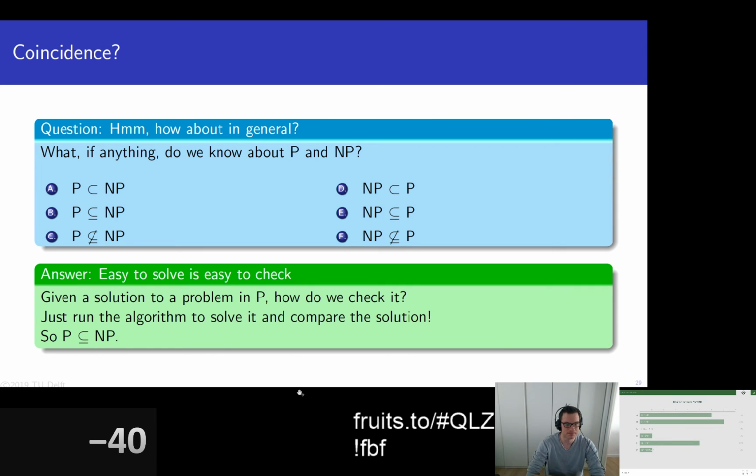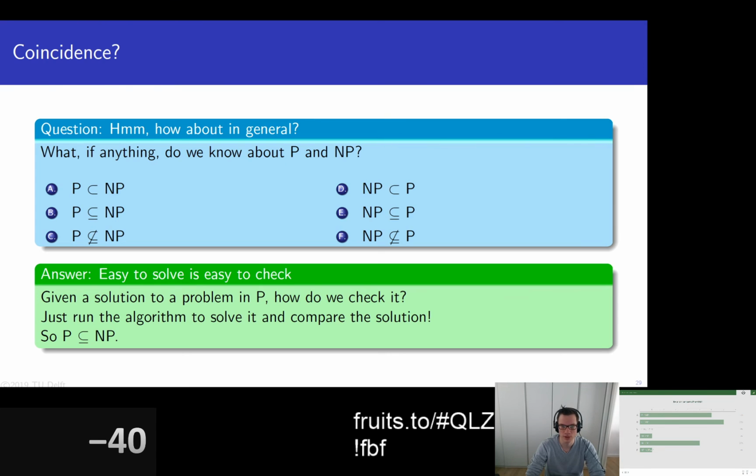There we go. So a proof for this, if you want one, well, take a problem in P, show it's also in NP. Okay, if it's a problem in P, that means we can solve it in polynomial time. So how do I check a solution? Well, I just solve the problem and I compare the solution to whatever you gave me. So P is a subset of NP.